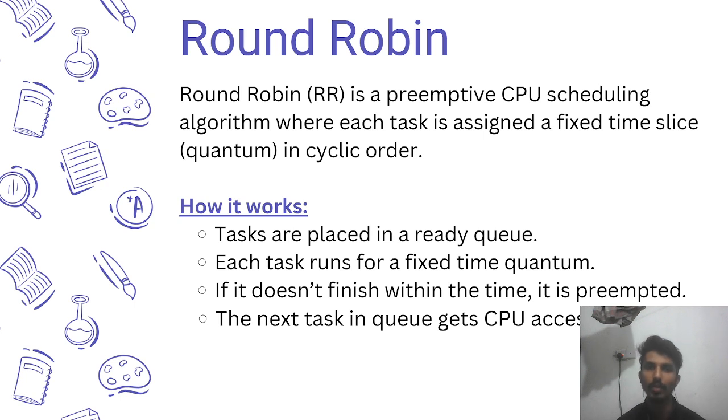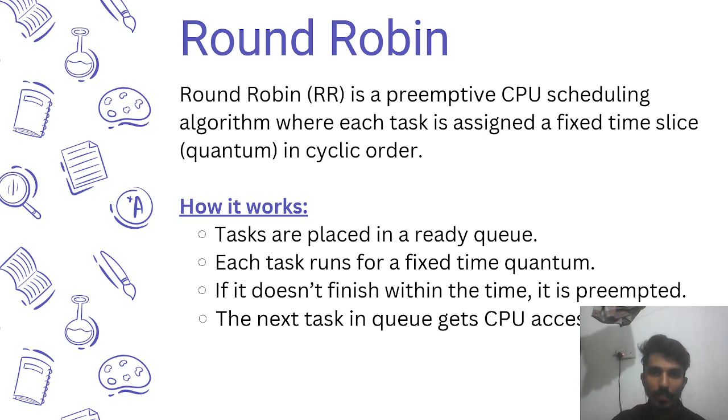So how does round robin work? The tasks are placed in a ready queue. Each task runs for a fixed time quantum, and if it does not finish within the time, it is preempted. Preempted means if a process or task does not finish within the time quantum or time slice, another task which is located in the ready queue gets the CPU access.